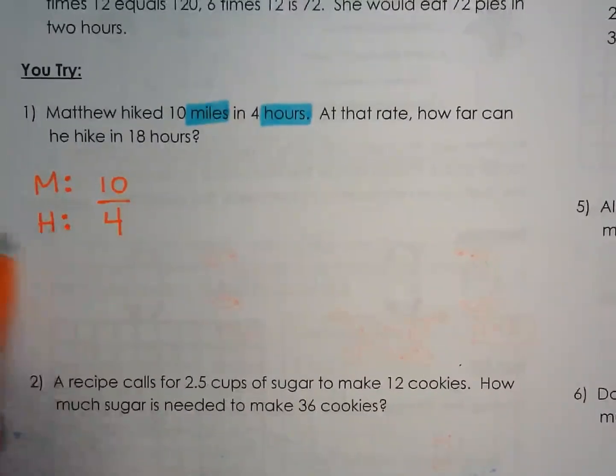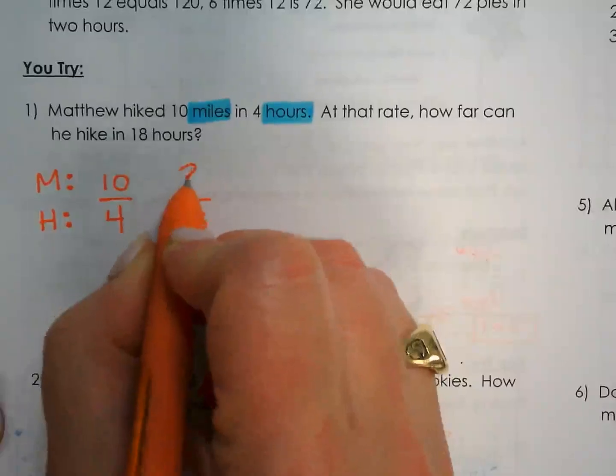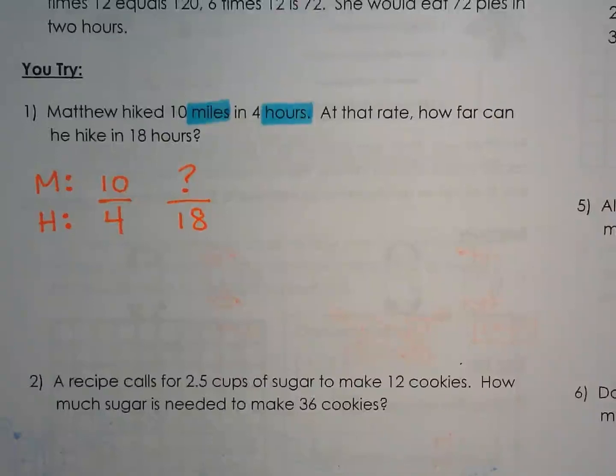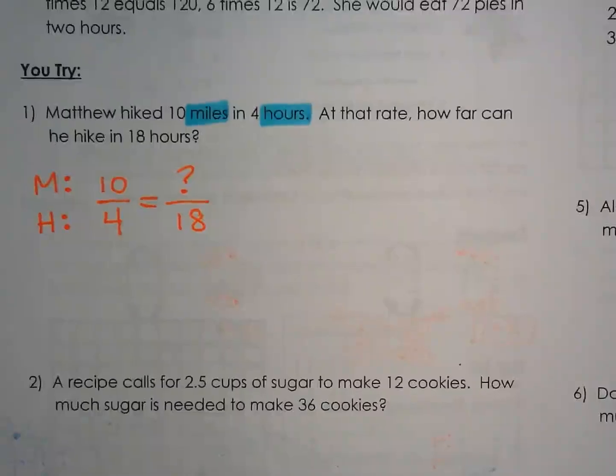Bottom, right? Hours are on the bottom. So that 18 is going to go here. The thing we don't know is going to sit up in the miles. We have to figure out how many miles they went in that number of hours. Does that make sense? Now, this problem right here is just like the problems we just did.